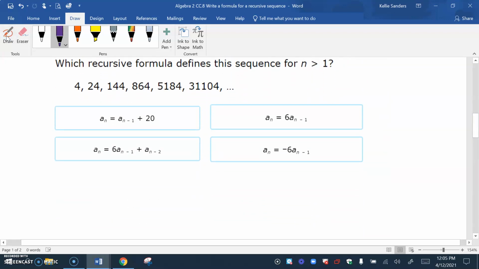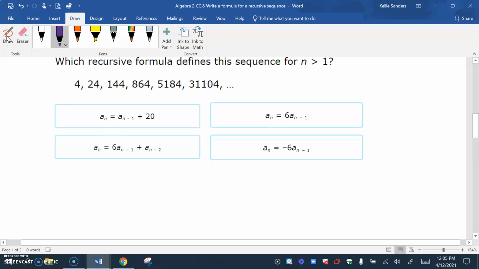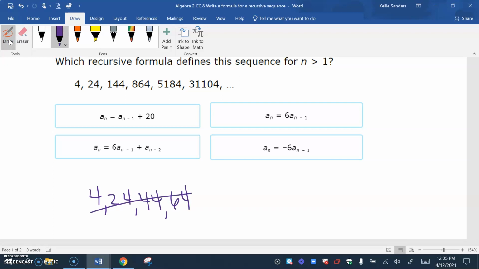4 to 24 to 144 to 864. So we're not adding 20 every time, because if we were adding 20, it would be 4, 24, 44, 64, and that's not what's happening. So we are multiplying by 6 from the first term to get to the next term.